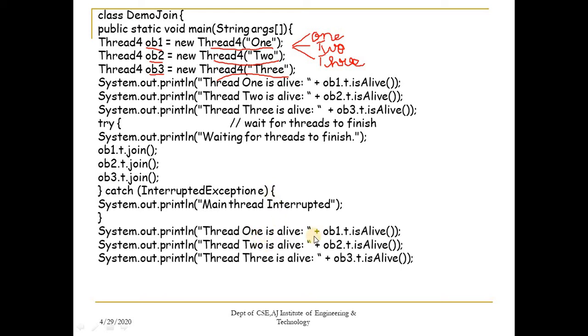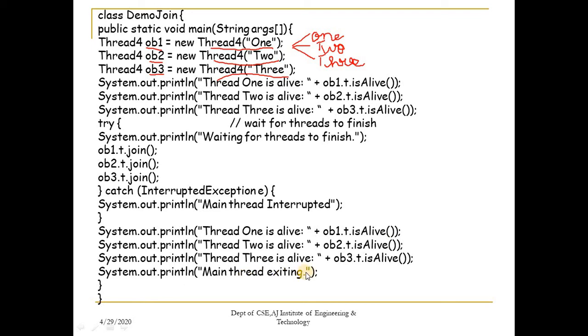Next, again we will call the isAlive methods for object 1, object 2 and object 3, testing whether thread 1, thread 2 and thread 3 are alive. In this case it will return false, since here we are already waiting for the threads to finish. Once they finish, we will come out of this. And again testing whether the threads are alive, obviously the isAlive method will return false, since the threads have already finished.